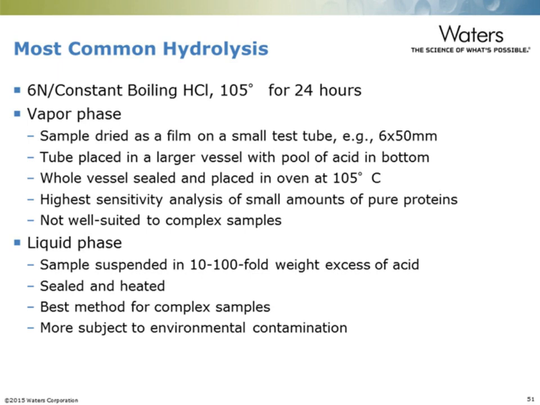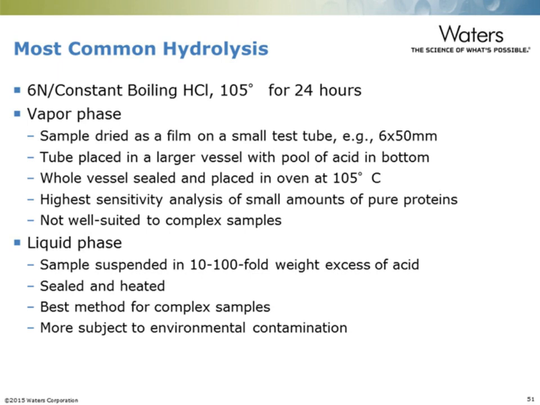The reaction vessel, which we can think of as a reaction bomb, might contain a dozen samples or more, and a common volume of 6 normal HCl in the bottom of the hydrolysis vial. That entire larger vessel is heated together, and the vapors of the HCl hydrolyze the amino acids. This is very good for high sensitivity because you're minimizing the liquid that you add to the sample. At the same time, it is not the best method for complex samples.